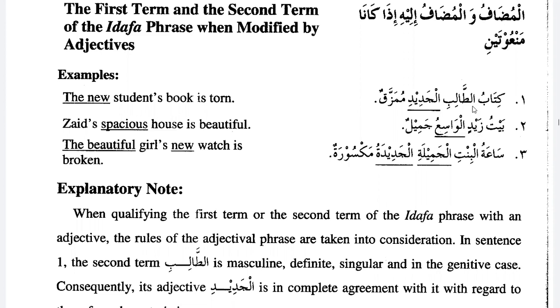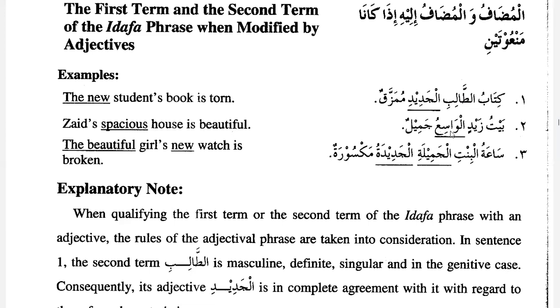Let me check. Here, Baitu. Wasi'u is describing Baitu. Both are marfu. But this Jadid is describing Kitabu. Both are not marfu. That was what I was confused about. Here also Sa'atu and Jadidatu. Both are marfu. Okay, now listen. This word Jadid is used for which thing? Kitab or Talib? Anyone can tell me. I think it should be for Talib. Yes, this word Jadid is for Talib, okay?